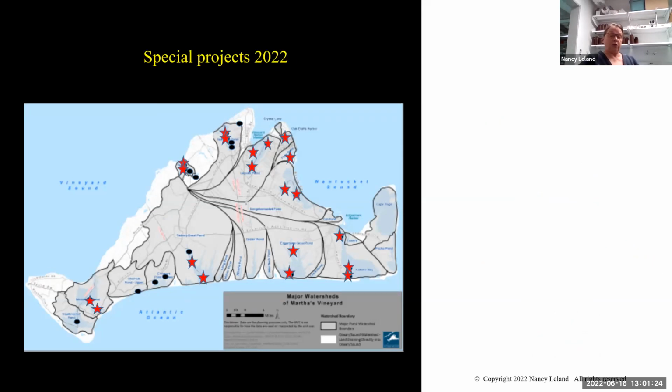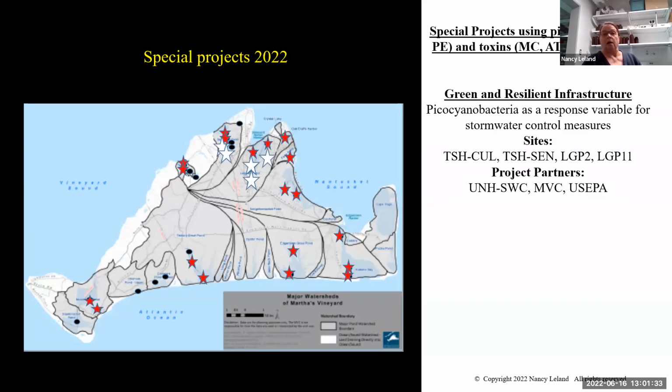We also have some special projects that we are going to be doing in 2022 that involve monitoring for cyanobacteria. We're going to be using our pigments again, phycocyanin and phycoerythrin. We're going to be looking at the 3 different toxins, the microcystins, the anatoxin A, and the BMAA.